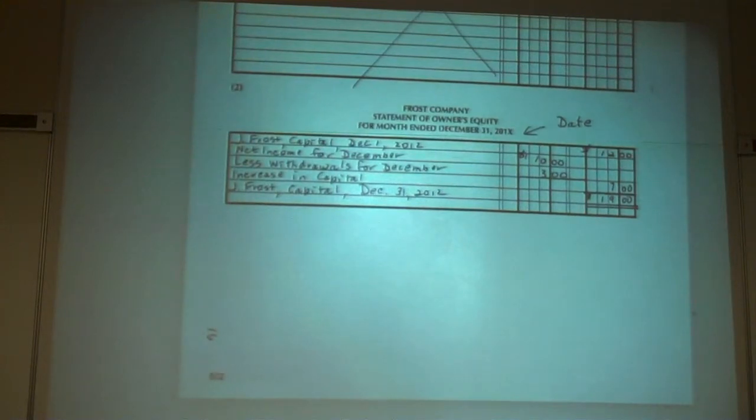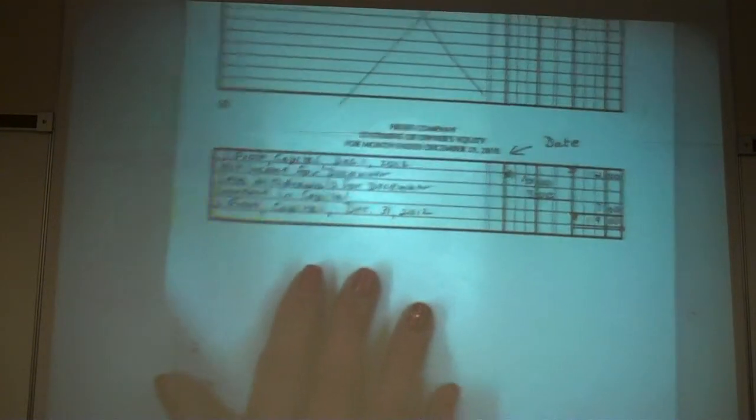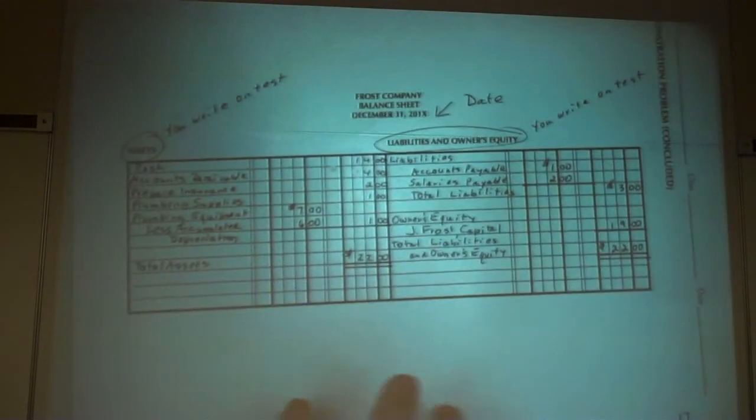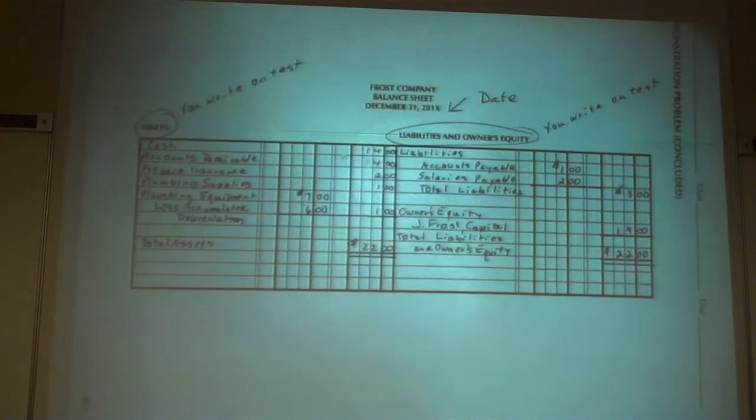And then put your $ signs on your new capital. And this is our ending capital for December, but for the new year, that would be our beginning capital. The last statement that we'll prepare is the balance sheet. And I just made a little notation that you need to put that assets and liabilities and owner's equity heading in your balance sheet. Our problems already have it written there.